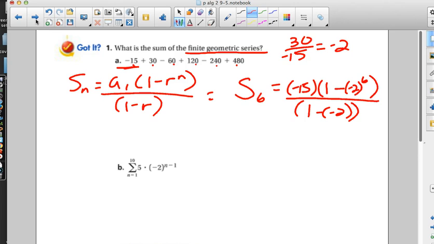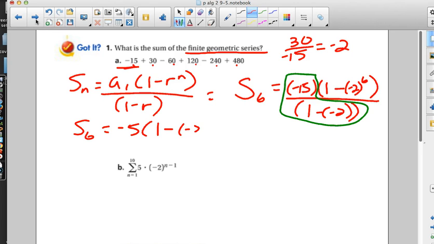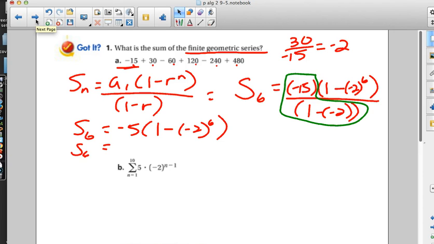Now remember, that would be atrocious to punch all that in. So if there's any math that we can do with this part right here, we're going to do that in our heads. So let's see, 1 minus a negative 2. That's 1 plus 2. That's 3. What's negative 15 divided by 3? Negative 5. And then this becomes a whole lot easier to punch into the calculator. So let's see what we get. Let me punch in all that.